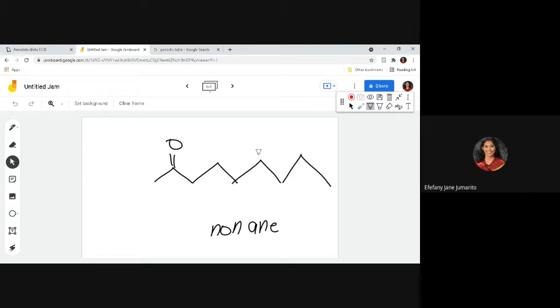Then, for our ketone, we have our suffix, and the one we use is on. Okay, so if this is our noun name, now we will cancel that one. And then we put our on. Okay, non and non. So this is our non and non. So you just put the O and E.